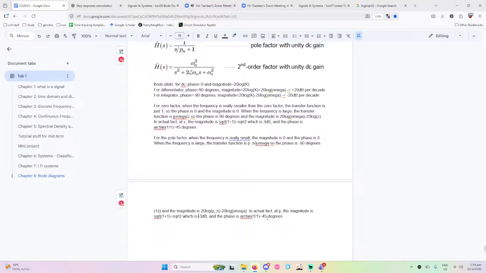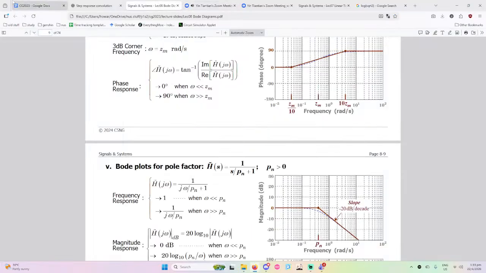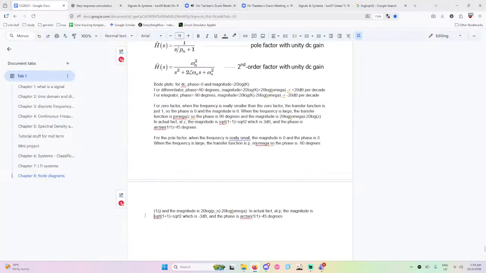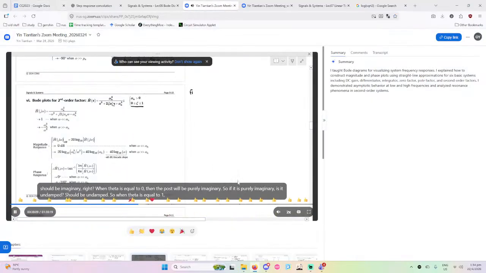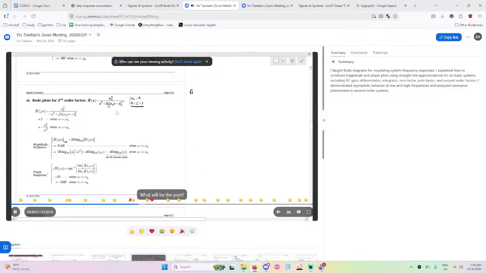So if there is no question, let's look at the last basic system, which is a second order factor. For the second order factor, we have theta larger than or equal to 0, less than or equal to 1. When theta is equal to 0, what kind of system is it? Is it undamped, underdamped, or critically damped? When theta is 0, are the poles imaginary or real? Not real. Should be imaginary, right? When theta is equal to 0, the poles will be purely imaginary. So if it is purely imaginary, is it undamped? Should be undamped. So when theta is equal to 1, what will be the poles?